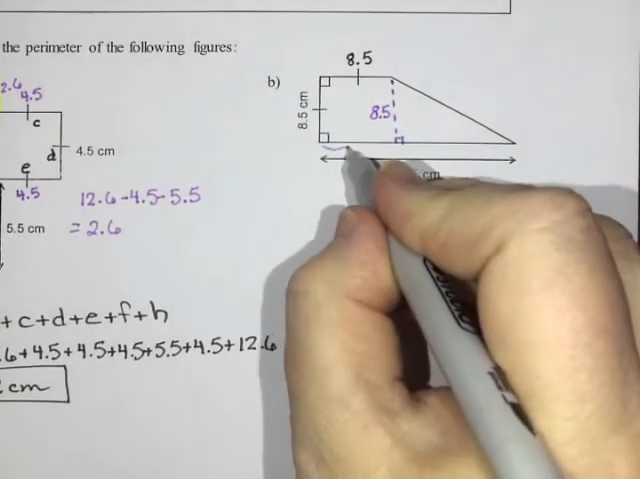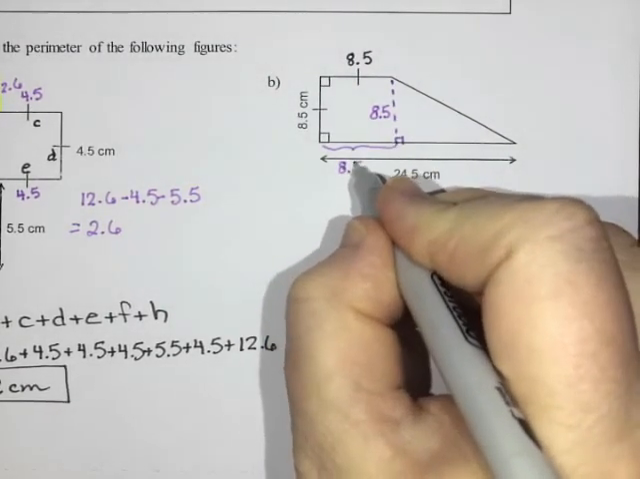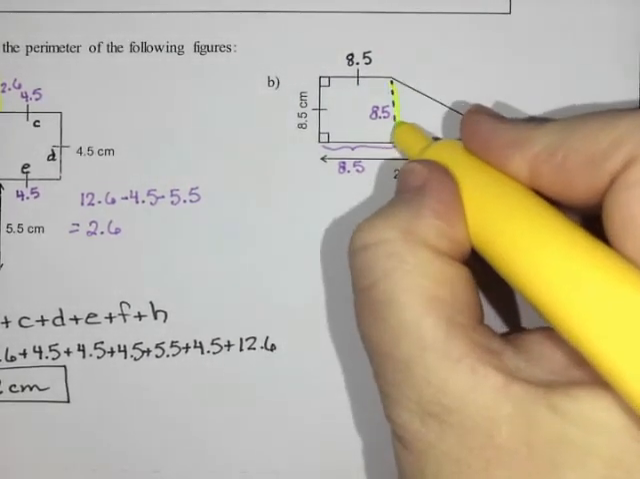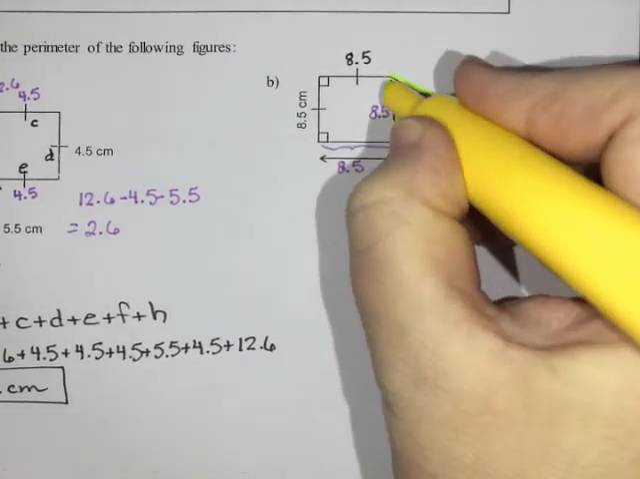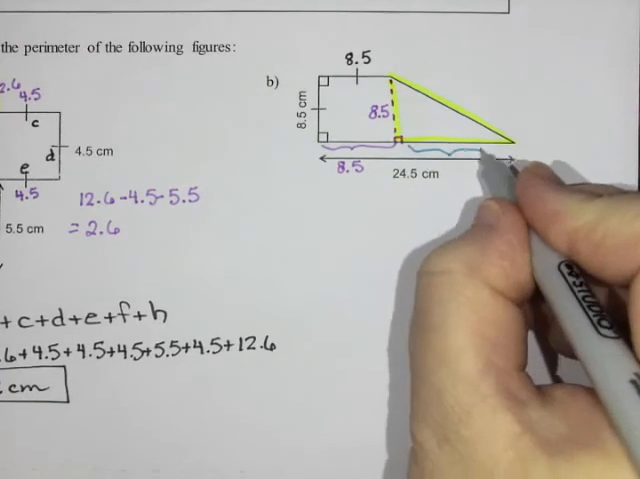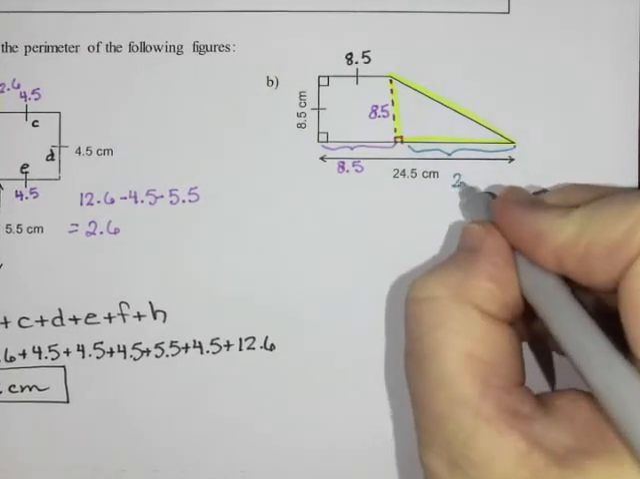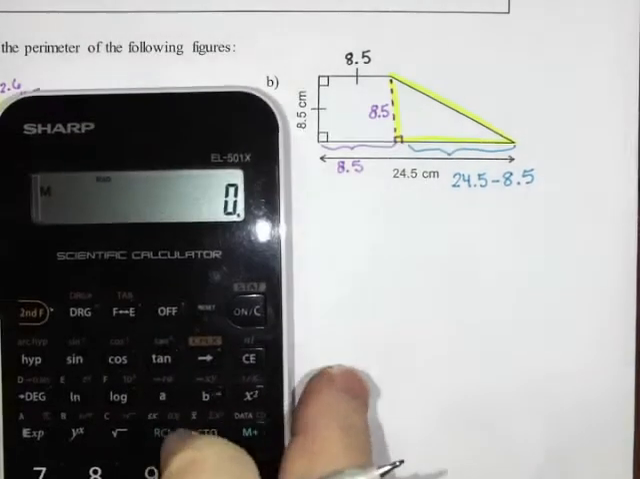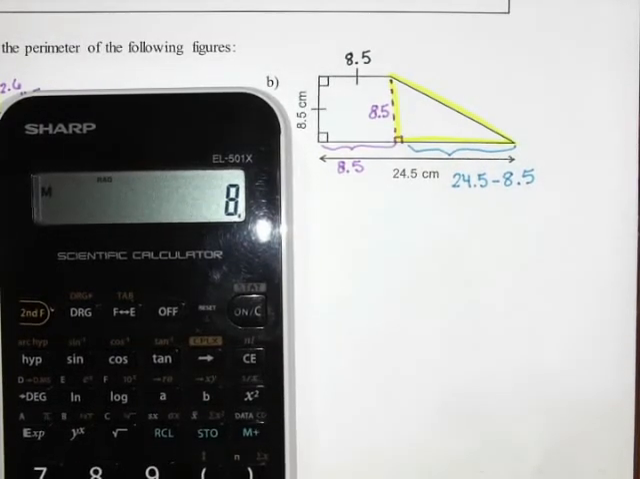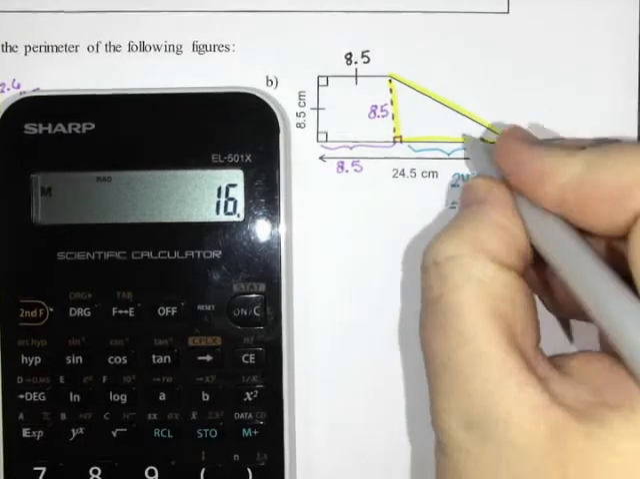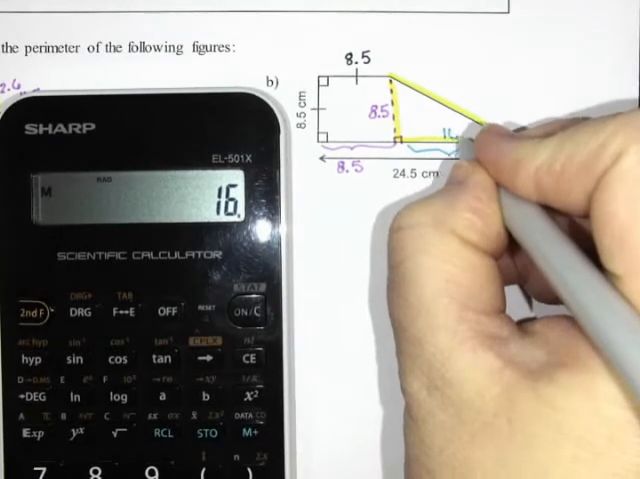And then this part down here at the bottom is 8.5. So I have a right angle triangle here that has a height of 8.5, and then the base I can figure out by subtracting 8.5 from 24.5. So 24.5 minus 8.5 is 16. So this side right here is 16.